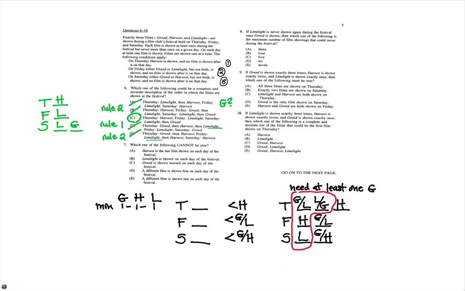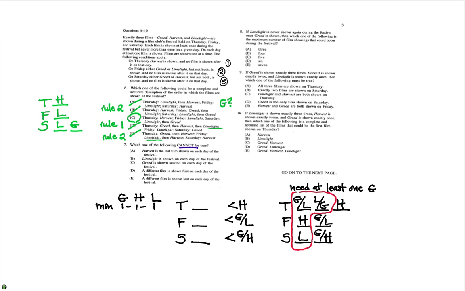So again, these questions are free points, you should never miss them. No matter what you did on your setup, ignore it, because it's a nice little check as well. Go through the rules one at a time and eliminate answer choices that violate these rules. So question 7, which of the following cannot be true? So now we're looking for an answer choice that is impossible according to the rules given, right? Cannot be true, whereas the 4 incorrect answer choices are possible or could be true.